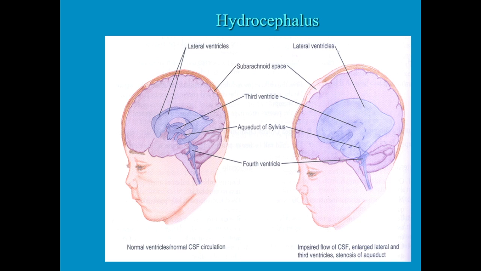So here are some pictures. On the left side is normal, and you can see all of the ventricles and the aqueduct of Sylvius. And so it goes around this, down the cord, back up again, bathes all the way around the brain. When you look at the picture on the right side, you can see that there's an impairment in the flow of the fluid. As a result, the ventricles become enlarged. And you can see that this is a baby. And in the forward section where the fontanelle is, it is bulging. It's not a nice smooth line like the picture on the left side.